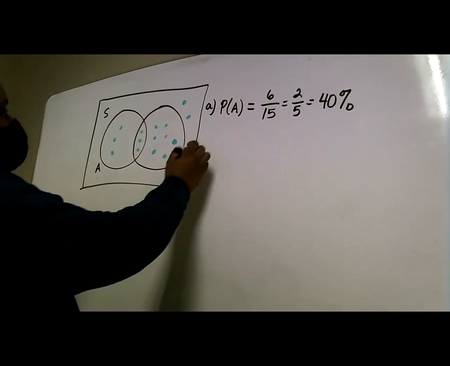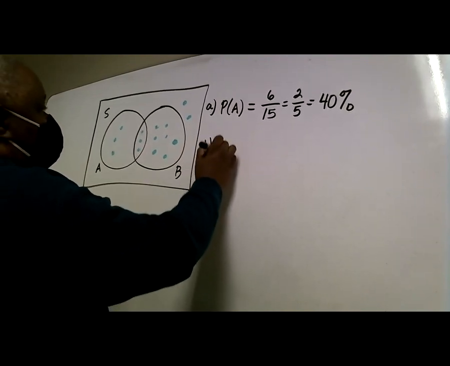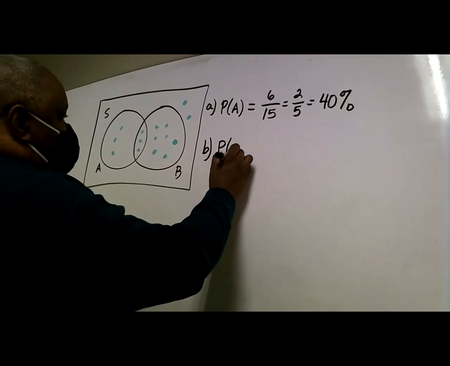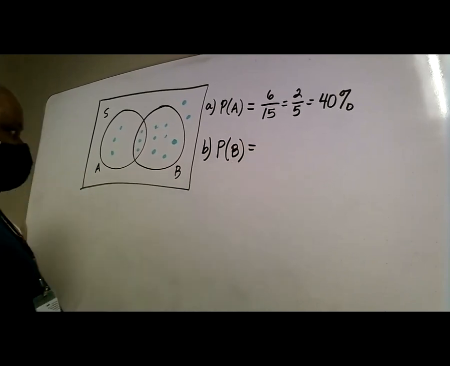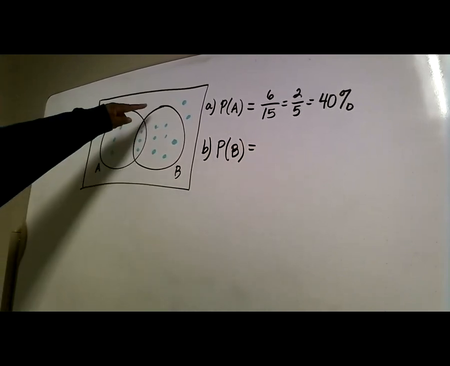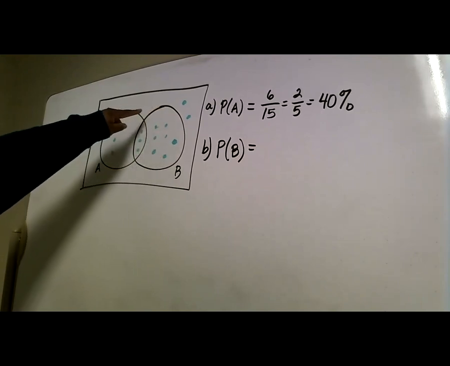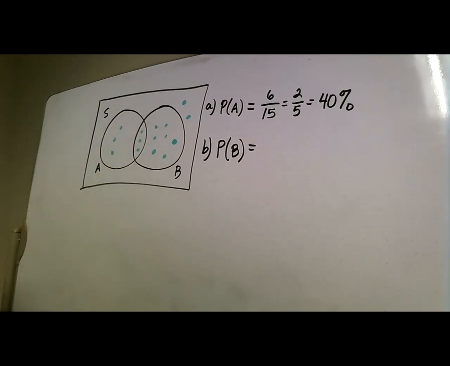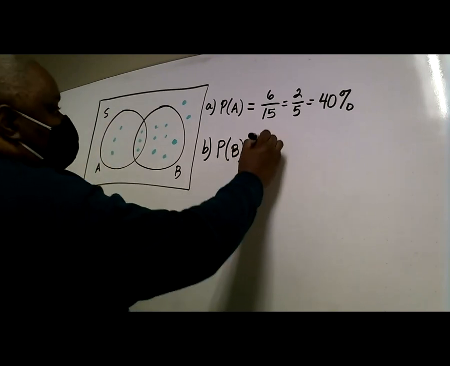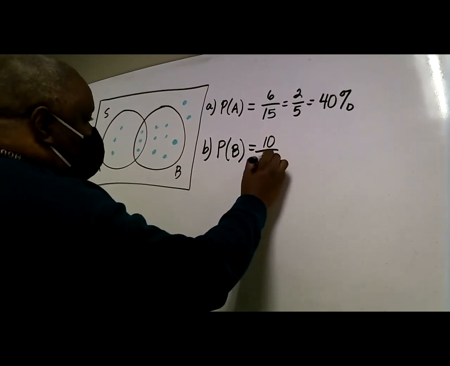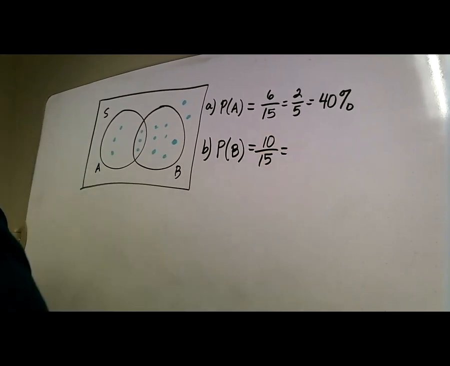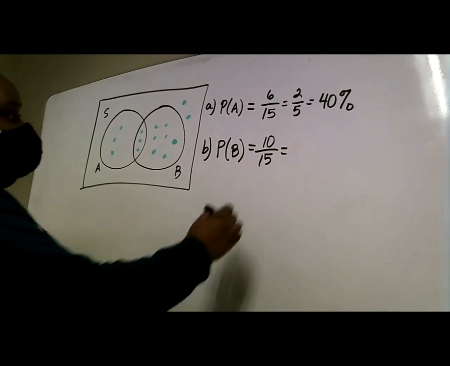Okay. And now part B is the probability that event B will occur. Well, here's the circle for event B. How many dots are there in that circle? There are 10 out of the total of course, 15. So that'd be 10 over 15, and if we were to reduce that, 2/3.